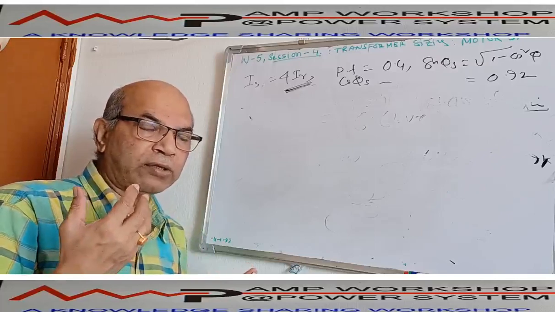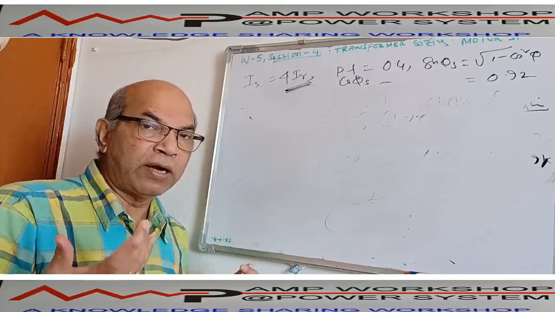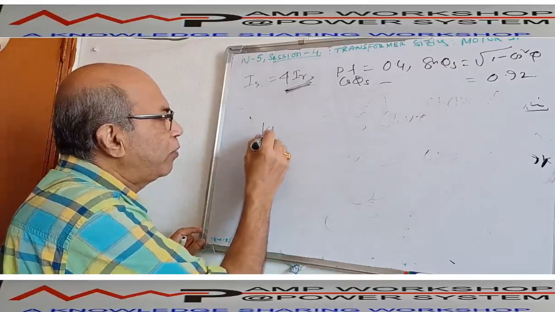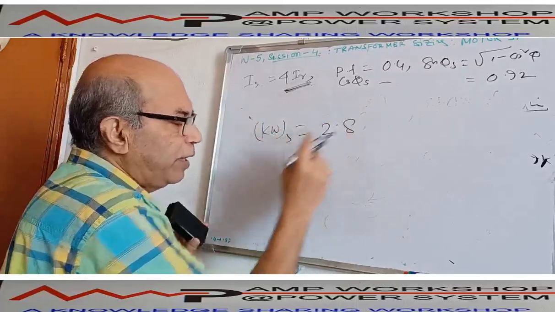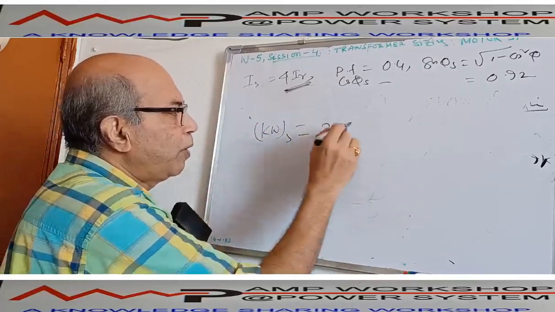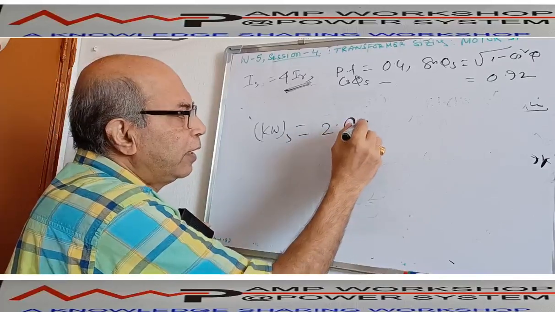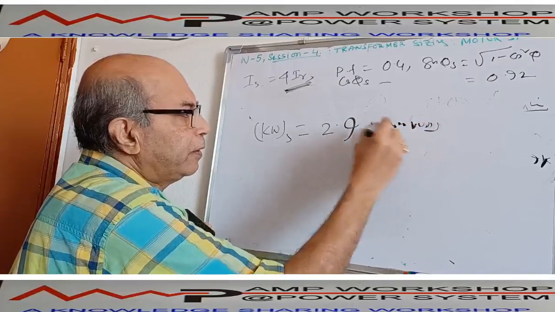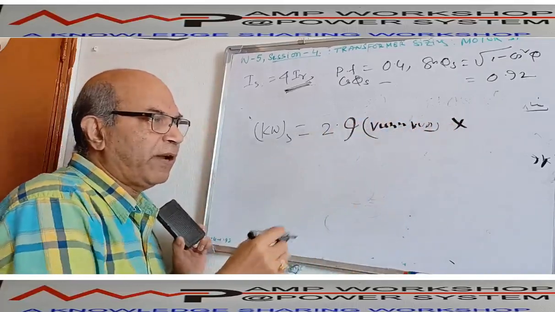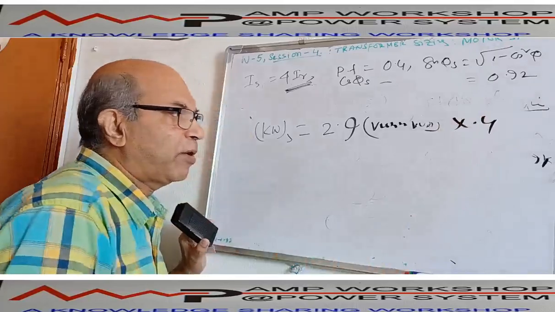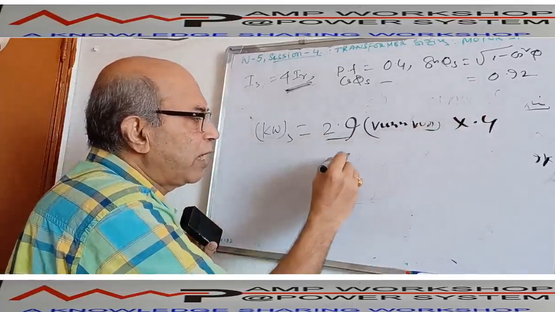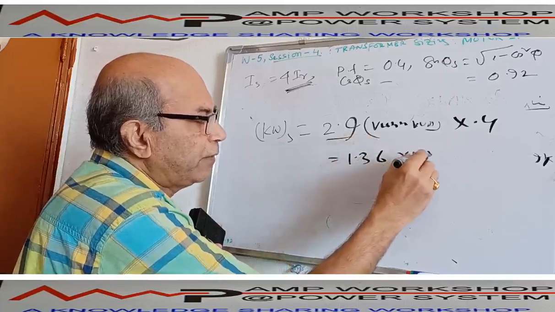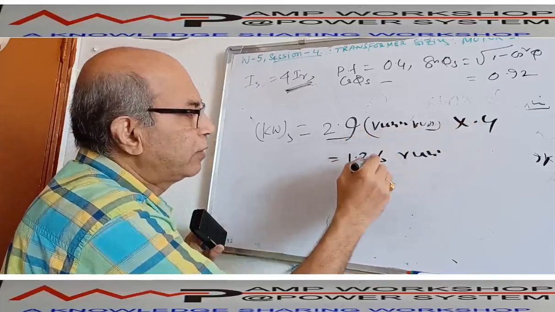And if you see the actual, during starting, how much kilowatt and KVAR it is drawing, you will be surprised. You have already calculated the starting kilowatt. If you want to say starting kilowatt, that is equal to how much? 2.9, right? 2.9 into running KVA. Then you multiply by the power factor, how much? 0.4. We have said average power factor 0.4. If you calculate this, you will get about 1.16 running KVA.